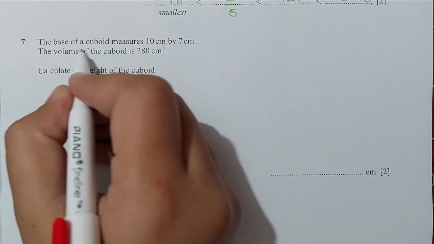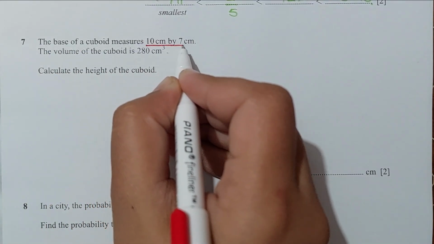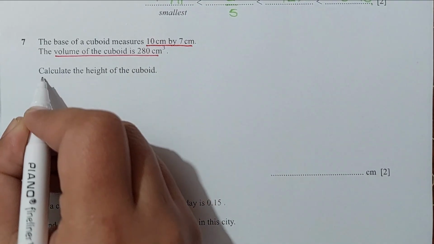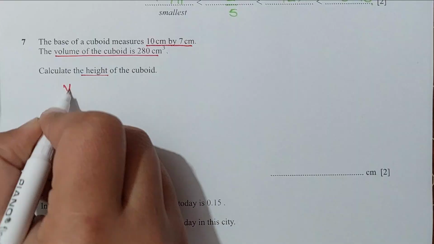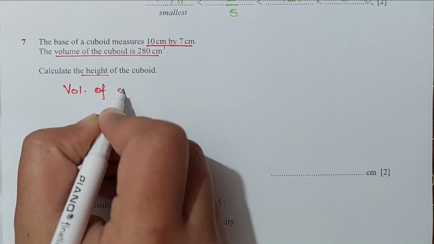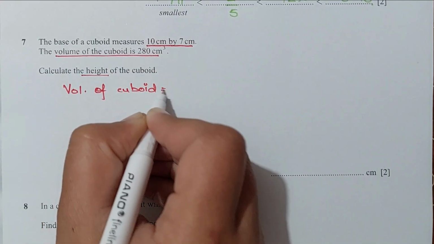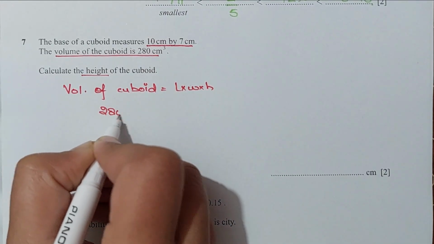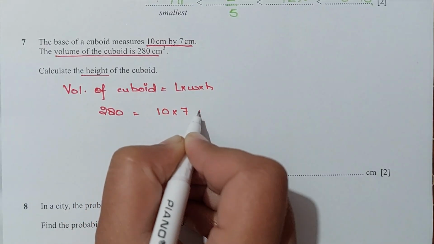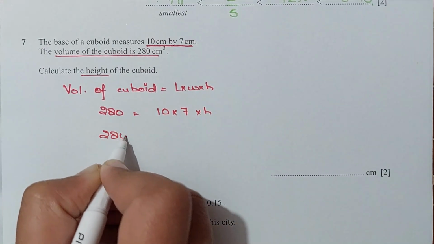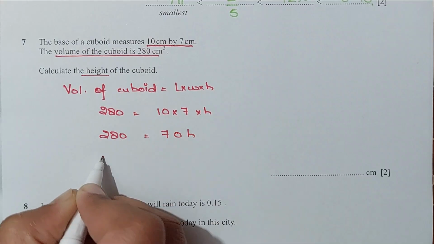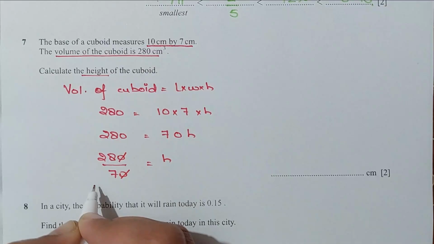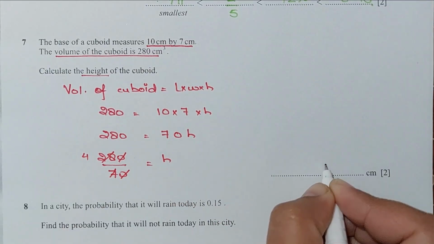Question number 7. The base of a cuboid measures 10 centimeters by 7 centimeters. The volume of the cuboid is 280 centimeters cubed. Calculate the height of the cuboid. The formula for the volume of a cuboid is length times width times height. We have the length and the width, we don't know the height. So 280 equals 10 times 7 is 70h. So 280 divided by 70 would be the height. 0 cancels with 0, and 7 times 4 is 28, so 4 centimeters.